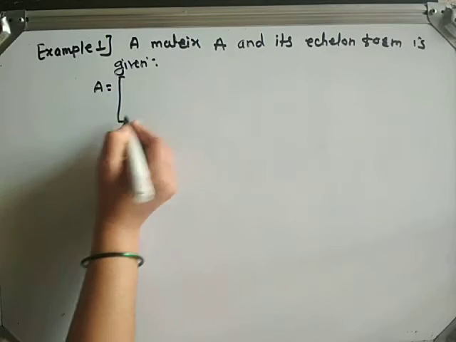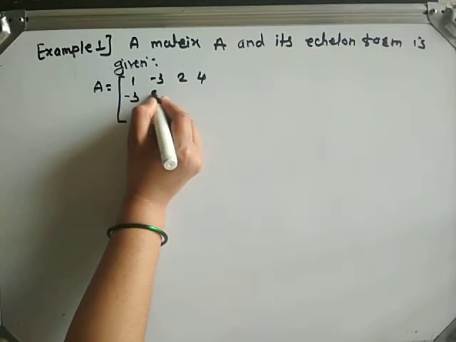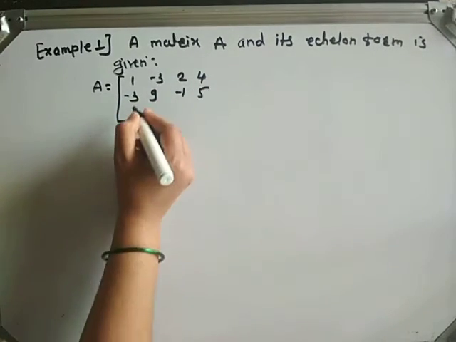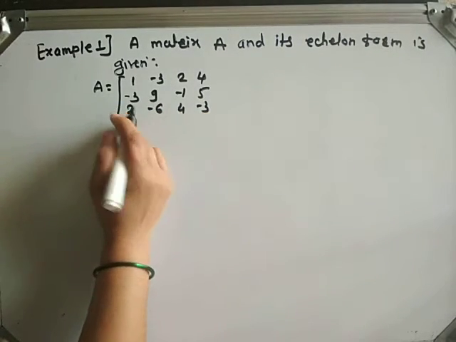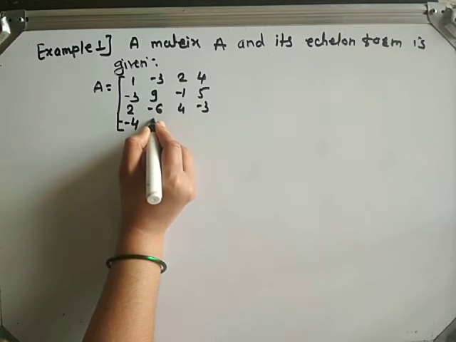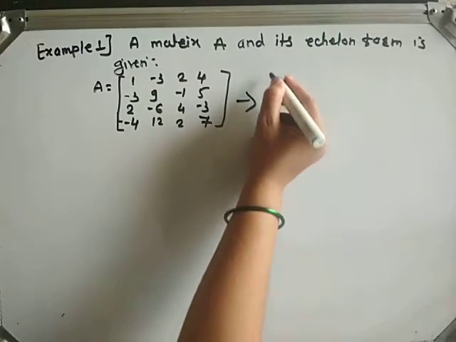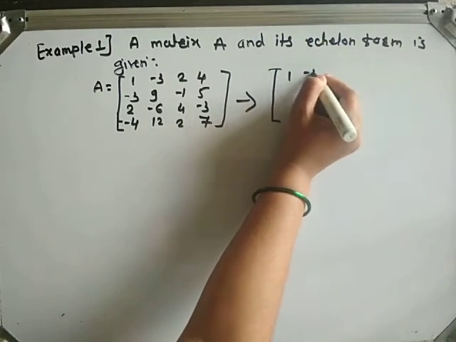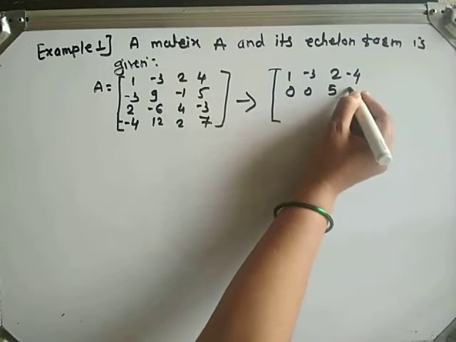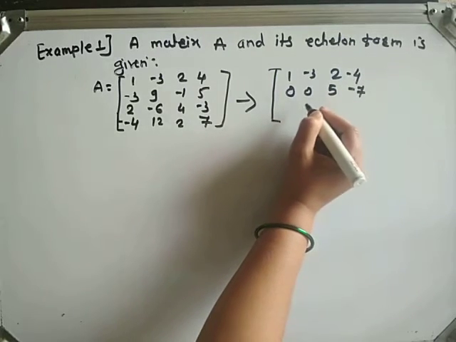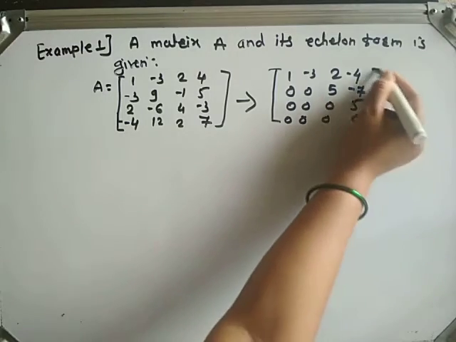Matrix A is equal to 1 -3 2 4, -3 9 -1 5, 2 -6 4 -3, -4 12 2 7. Its row echelon form is 1 -3 2 -4, 0 0 5 -7, 0 0 0 5, 0 0 0 0. Okay.